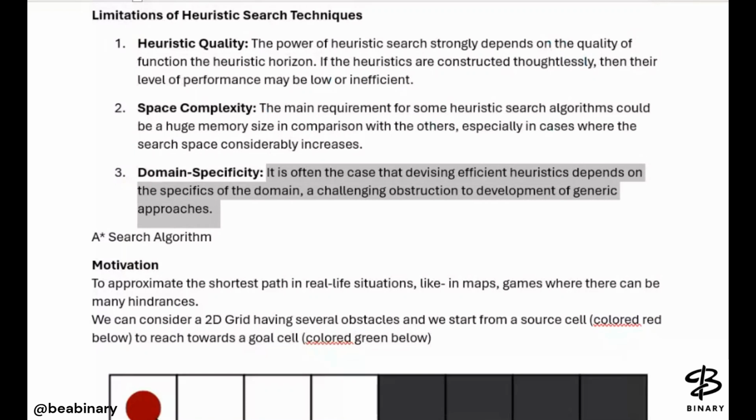When we are talking about different domains, which is also an advantage of a heuristic, and when we are not using a high quality heuristic value, then there is a challenge for us to develop a generic approach that will work for each and every domain. So domain specificity will be there based on a heuristic value.